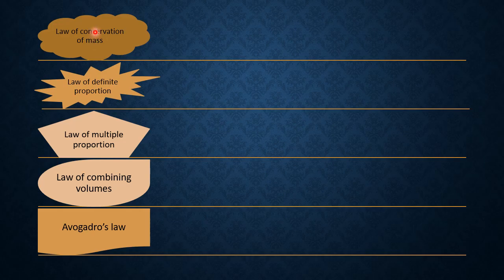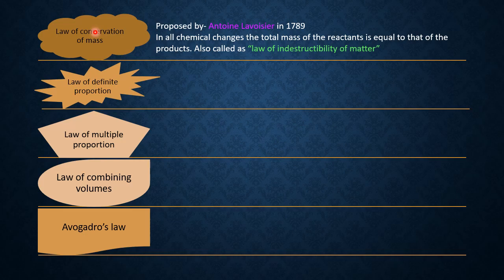This law was proposed by Antoine Lavoisier in 1789, and the statement is, in all chemical changes the total mass of the reactants is equal to that of the products. That means total mass before the reaction and total mass after the reaction remains the same. That's why this law is called the law of indestructibility of matter. Means what? Matter is not destroyed. So matter is maintained. Matter means what? Its mass is maintained. So that's why it is called the law of conservation of mass.